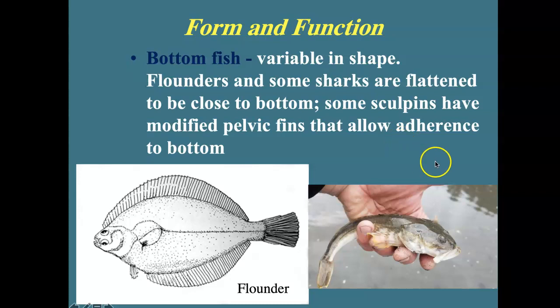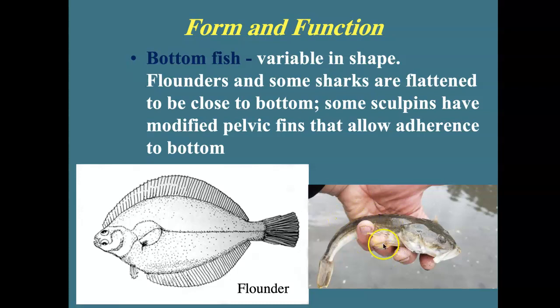They are going to have these flattened body forms to help them sit on the bottom. So again, flounders are really flattened like a pancake. Again, there are some sharks that are really flattened, because they are bottom dwelling to be close to the bottom. Sculpins here typically have these modified pelvic fins that allow them to actually adhere to the bottom. So look at these large pelvic fins. Pectoral fins. And then they do have modified pelvic fins as well. You can't see that in this guy, but they'll have these large pectoral fins that will help them hold on to the bottom.